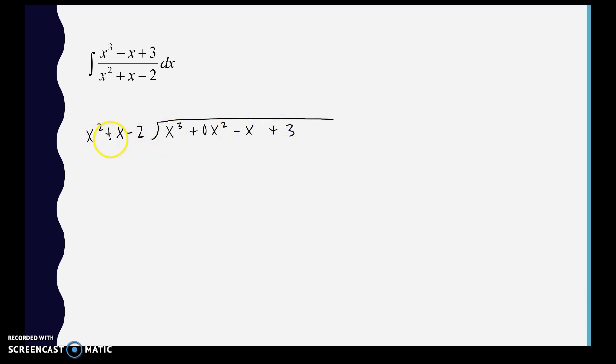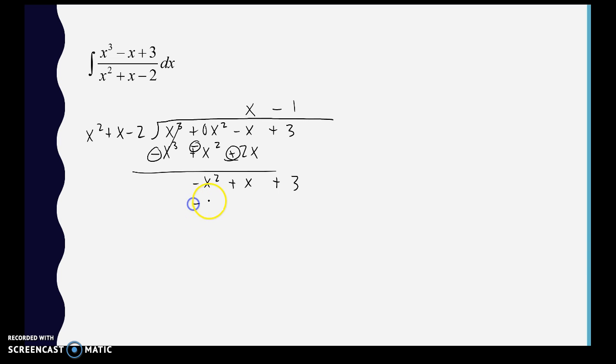X cubed divided by x squared would give me x. So I get x cubed plus x squared minus 2x. Change my signs. So I get negative x squared plus x plus 3. Negative x squared divided by x squared gives me negative 1. Multiplying my divisor by negative 1, negative x squared minus x plus 2. Change my signs, and I get 2x plus 1.